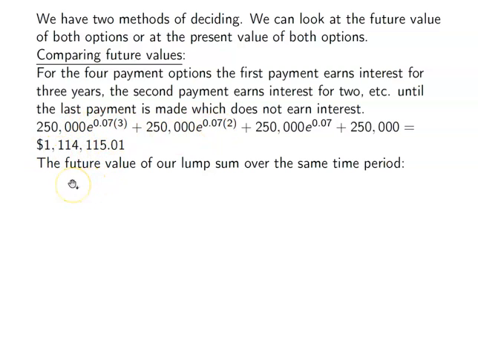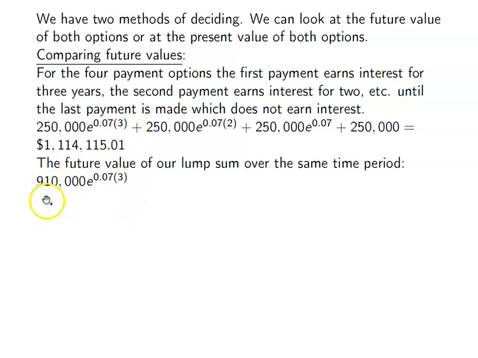The future value of our lump sum over the same period would be this amount that's going to earn interest for 3 years, right? Because the first payment here earns for 3 years. So if I get this at the same time as the first payment, it should be earning interest for the same amount of time.